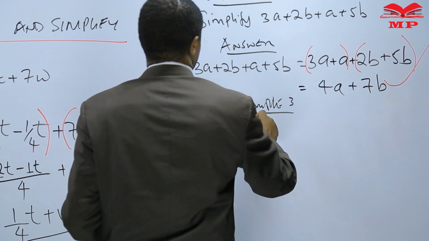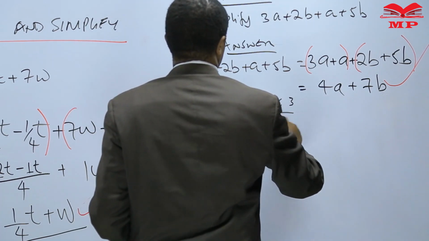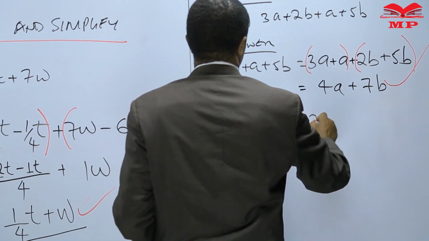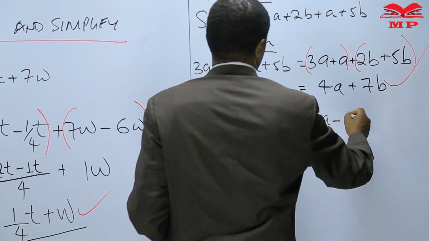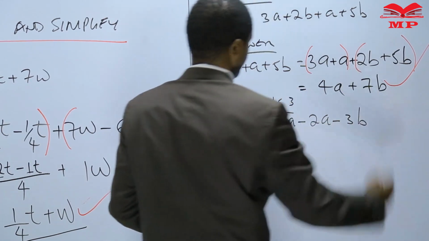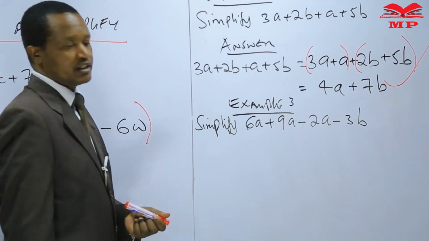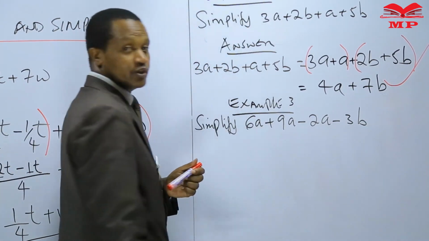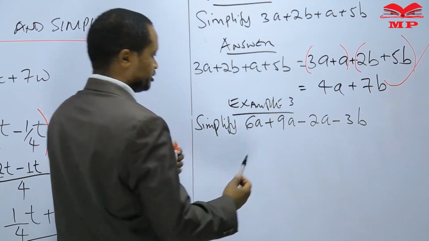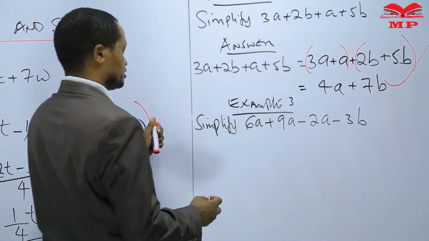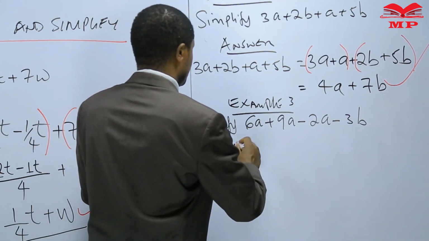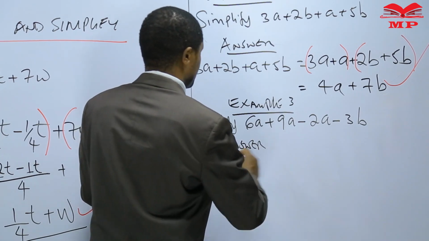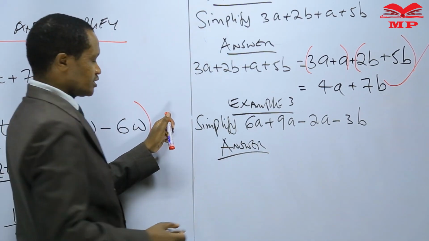Simplify 6a plus 9a minus 2a minus 3b. How many terms are here? 1, 2, 3, 4. What do we do first? Collect the like terms. So our answer here, we'll get it by first collecting the like terms.